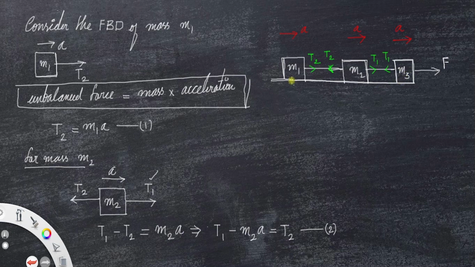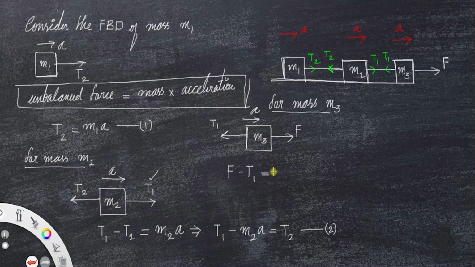Now, finally, take the free body diagram of mass m3. For mass m3, this is m3. There is a force T1 towards the left and there is a force F towards the right. Again, the acceleration is A towards the right. So the unbalanced force in here is F minus T1 is equal to m3 into A. Let's call this equation number 3. Now you can use equations 1, 2 and 3 to find an expression for acceleration.